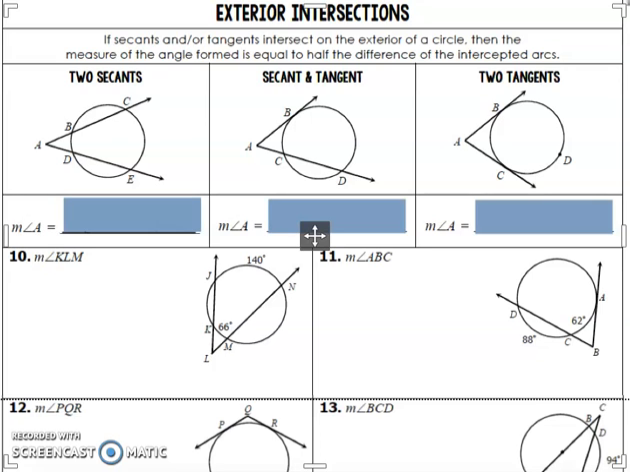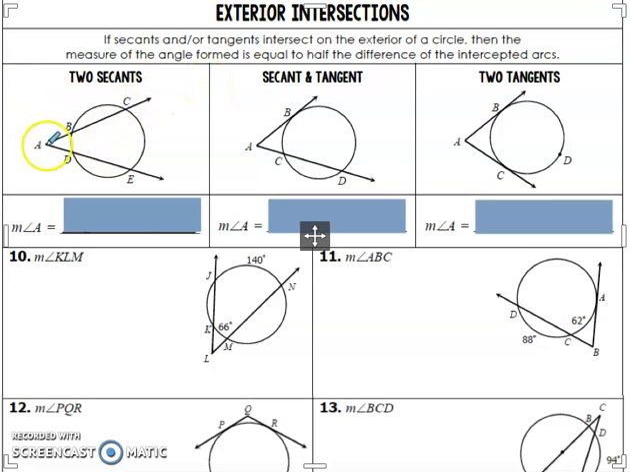Okay, so in part 2 of this video, we are still going to talk about secants, tangents, and chords in a circle, but we are going to talk about when they intersect on the exterior part of the circle. So there's actually 3 kind of rules or examples of when it intersects in the formula, but the rules are pretty similar. So the first one is if you have 2 secants.